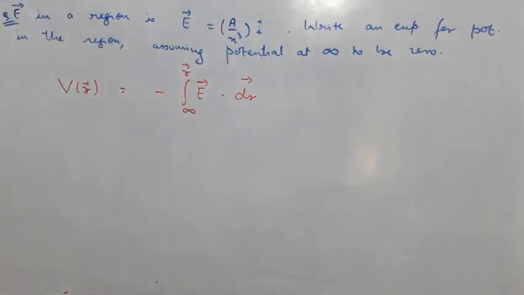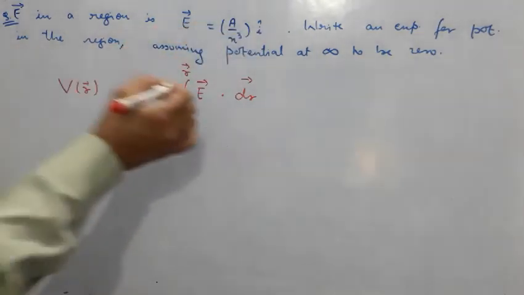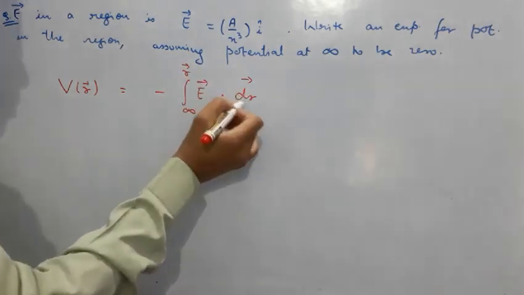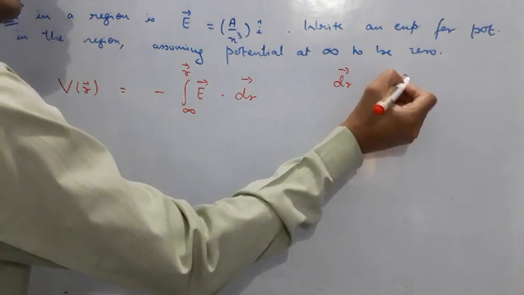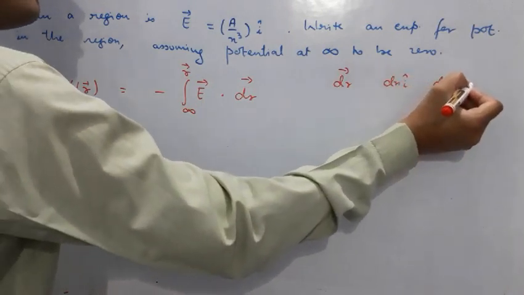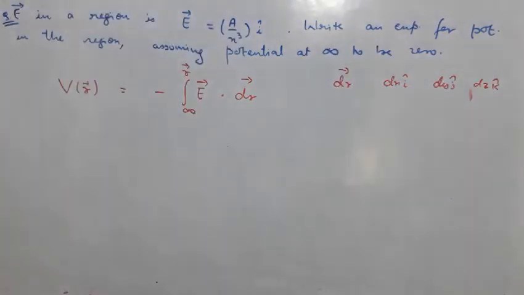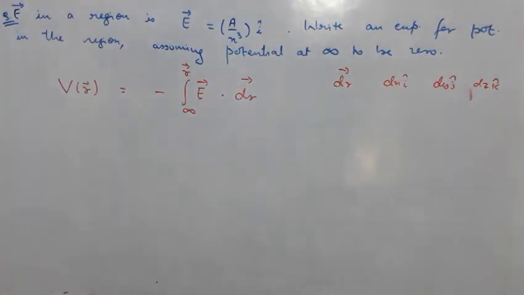Now E vector is known to us, but if you see carefully, E vector is along x-axis. You should understand, students, dr vector. In one dimension we can take dr vector as dx or dy or dz. I will elaborate this point a bit, please listen carefully. Dr vector in one dimension can be written as dx I cap, or it can be written as dy j cap, or it can be written as dz k cap. If there is only one dimension, so this is the value dx along x-axis, dy along y-axis, dz along z-axis, depending upon which axis you are considering.